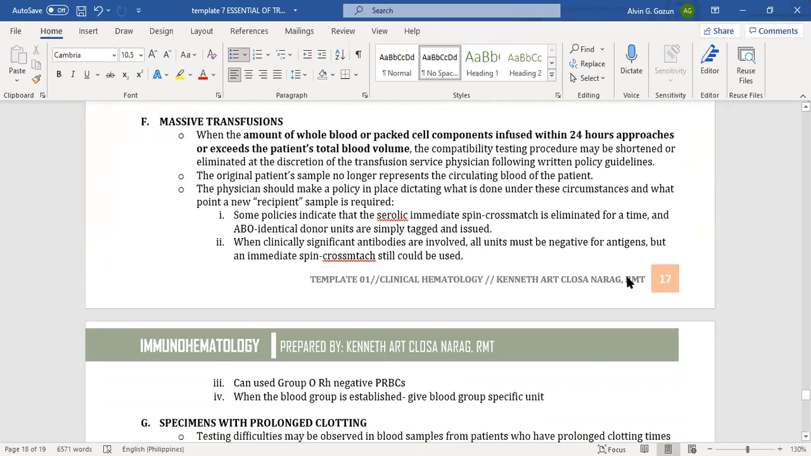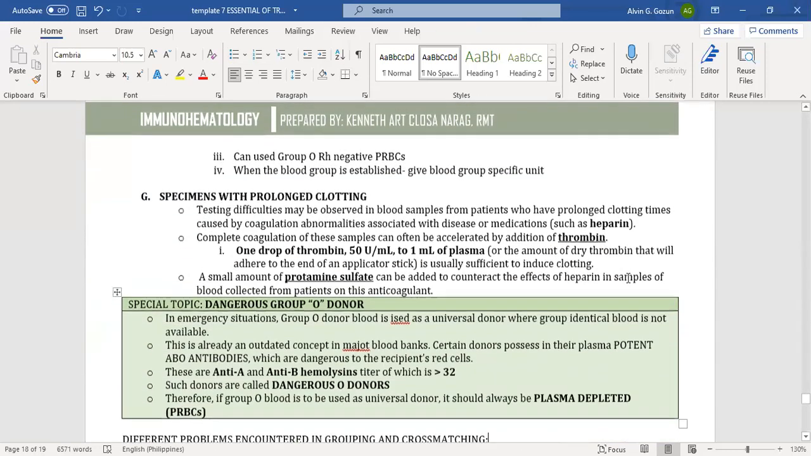When the amount of blood or packed cell components infused within 24 hours approaches or exceeds the patient's total blood volume, the compatibility testing procedure may be shortened or eliminated at the discretion of the transfusion service physician following written policy guidelines. Not that important.